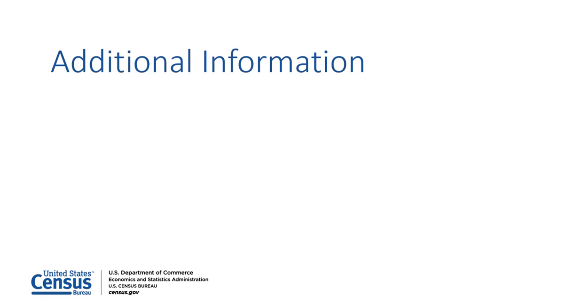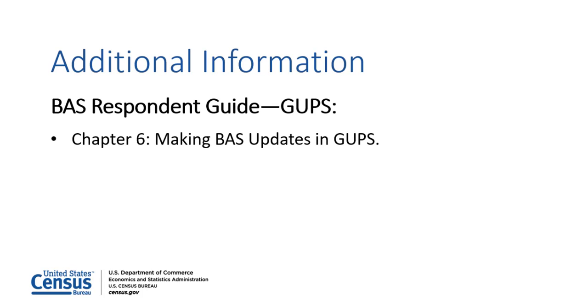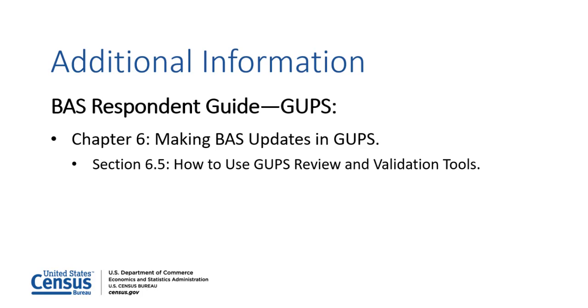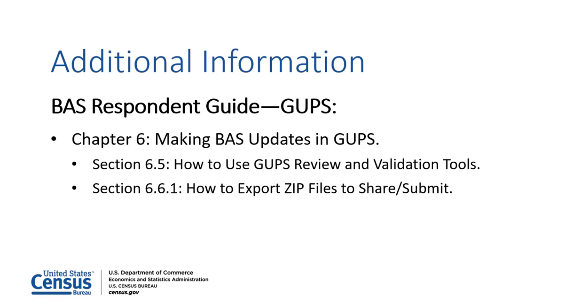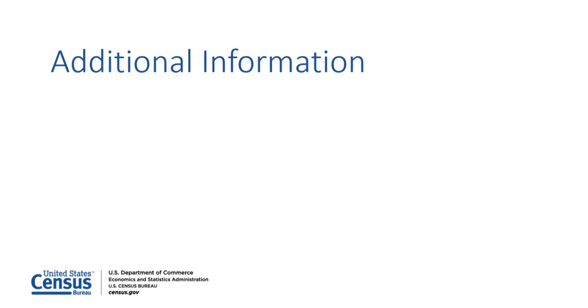For additional information on creating a BAS submission using GUPS, refer to the BAS GUPS Respondent Guide, which is available on the BAS website. Chapter 6, Section 6.5 provides information on how to use the GUPS review and validation tools. Section 6.6.1 provides information on exporting zip files for sharing and submitting to the Census Bureau, and Chapter 7 provides step-by-step instructions for submitting to BAS through SWIM.